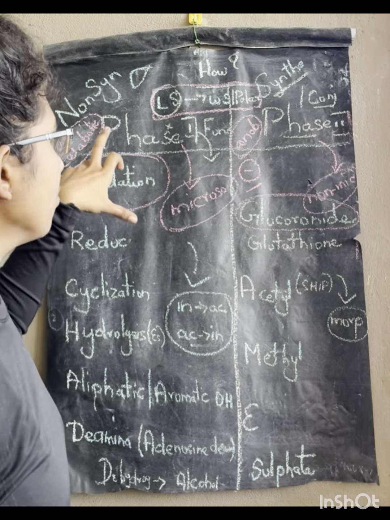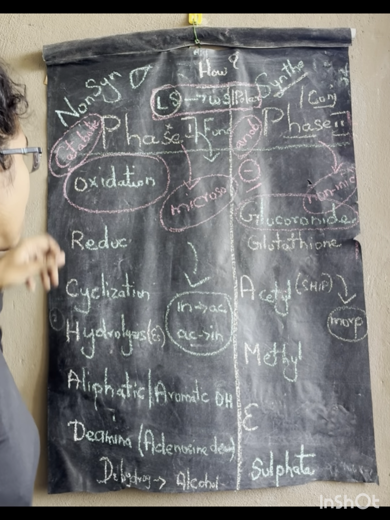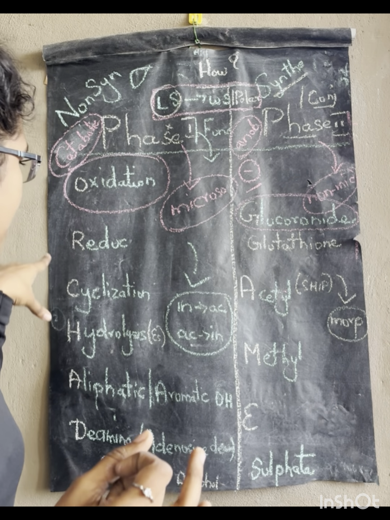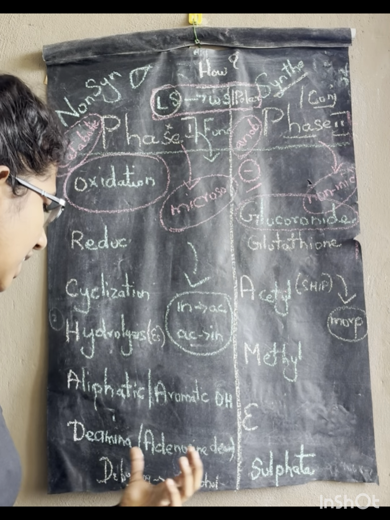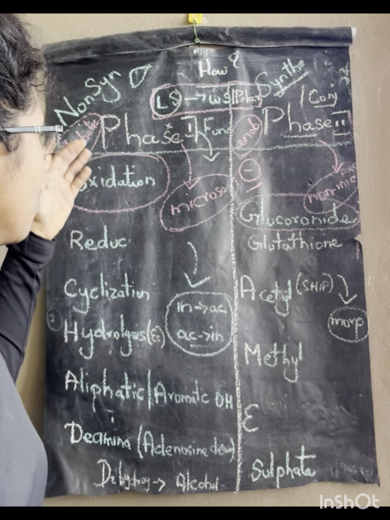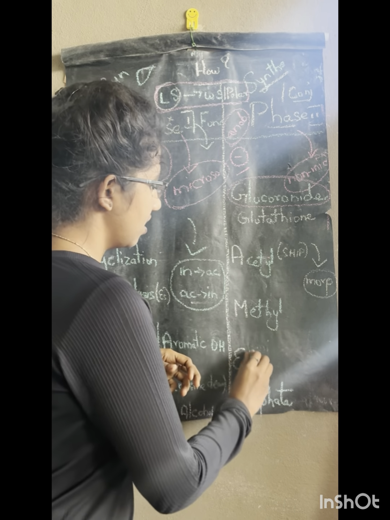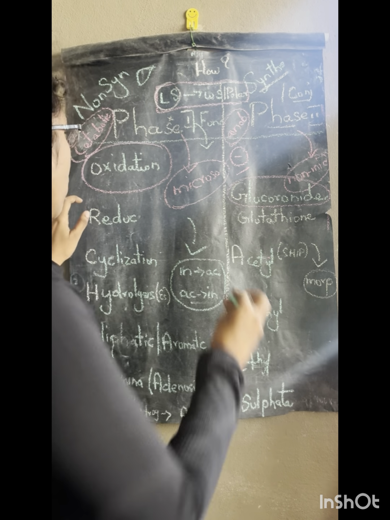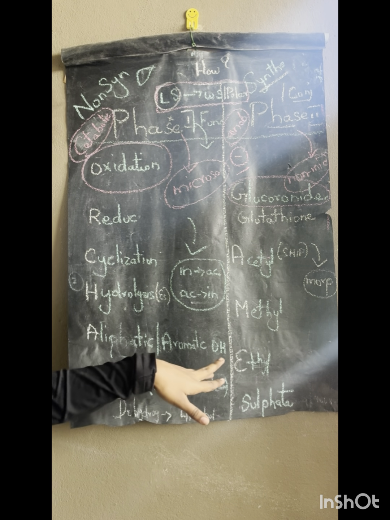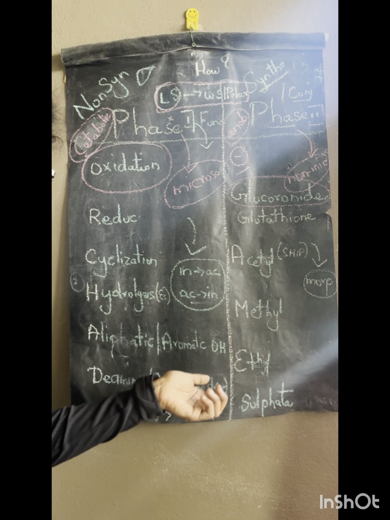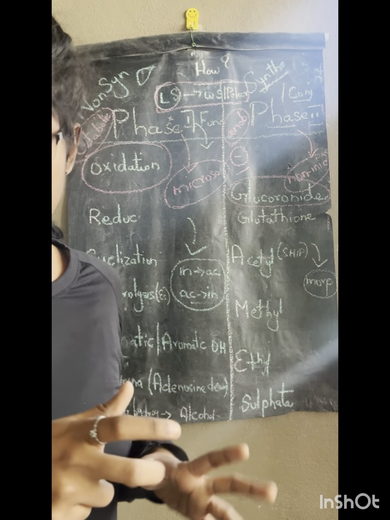So that is the purpose. Phase 1 reactions you can understand with the mnemonic OR CHAT, which is oxidation, reduction, cyclization, hydrolysis, aliphatic or aromatic hydroxylation, deamination, dehydrogenation. It's not very important to know the examples, but remember it with the mnemonic OR CHAT. For each reaction there are certain enzymes which help this.